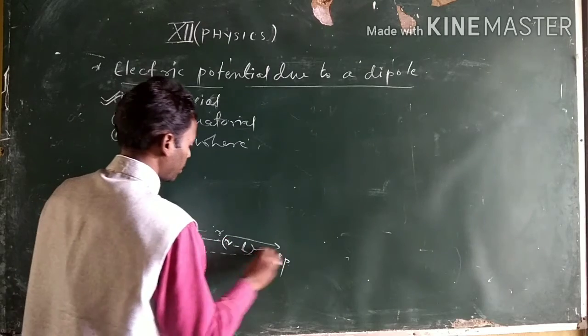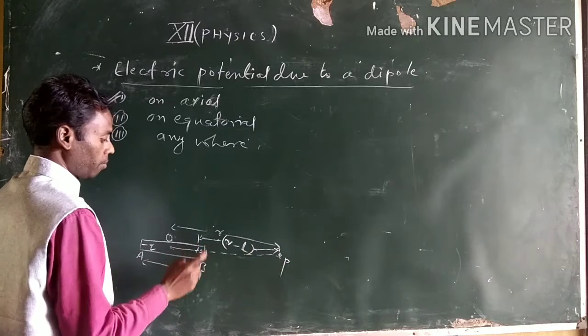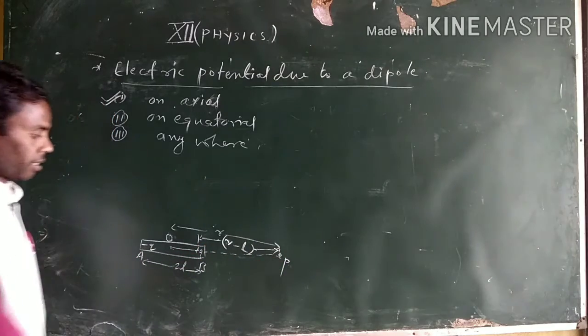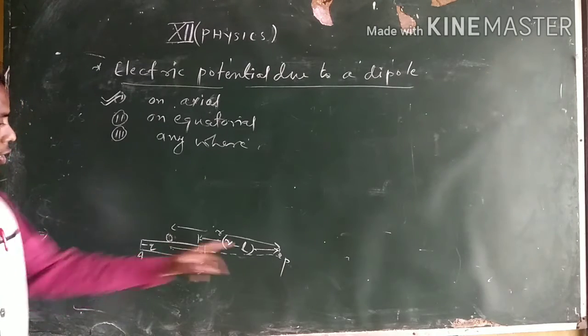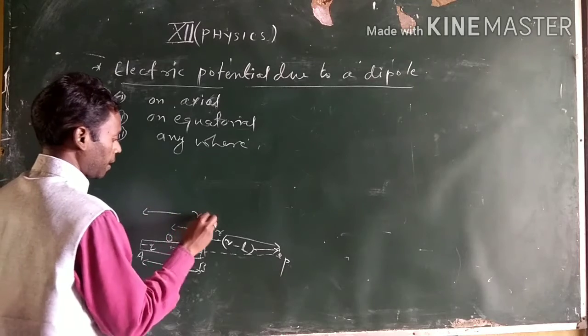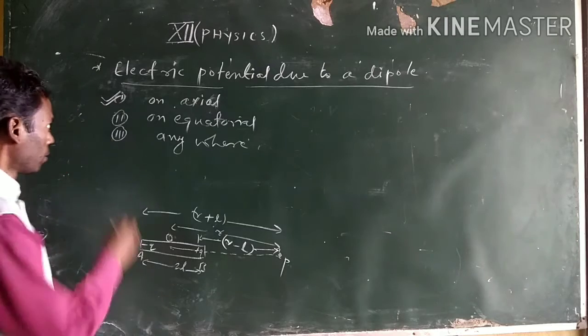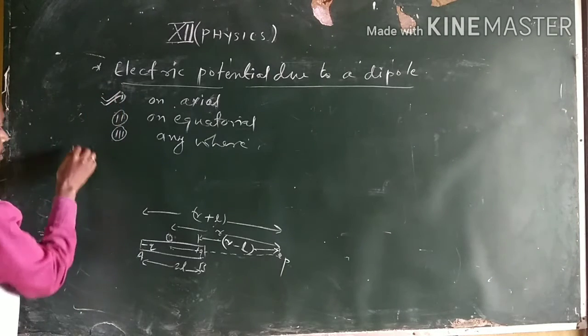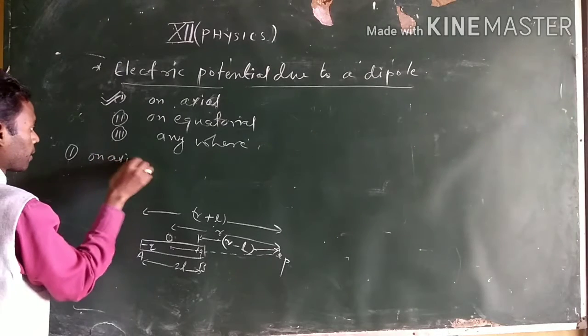R minus L is the distance from B to P. And next is the A to P distance, for that one it is R plus L. This is number one, the case we are going to find on the axial point.